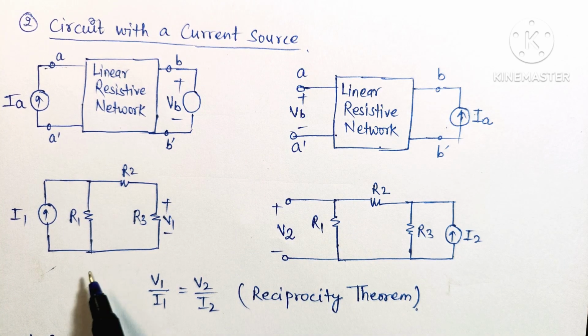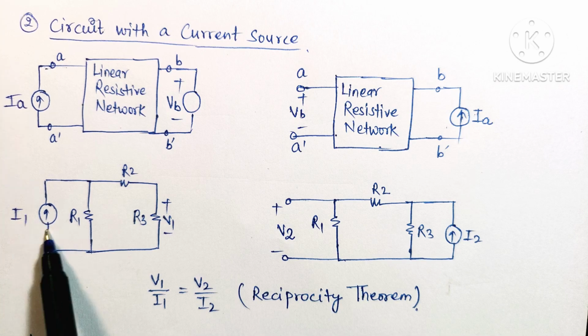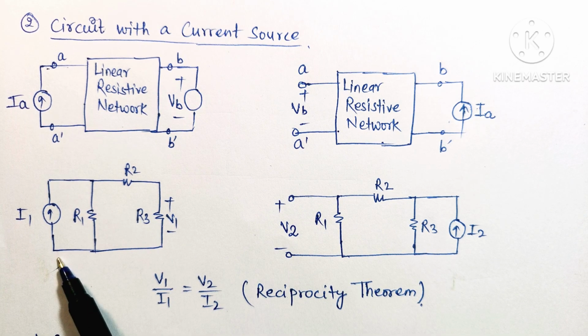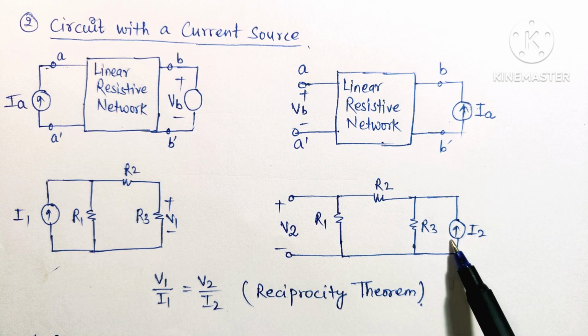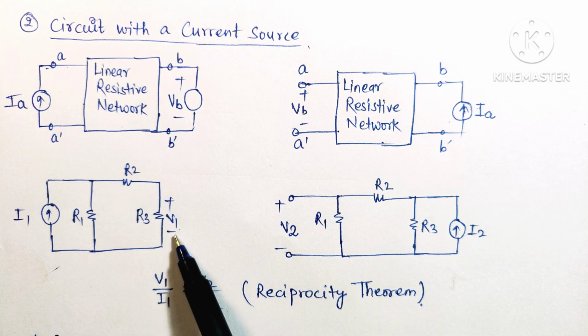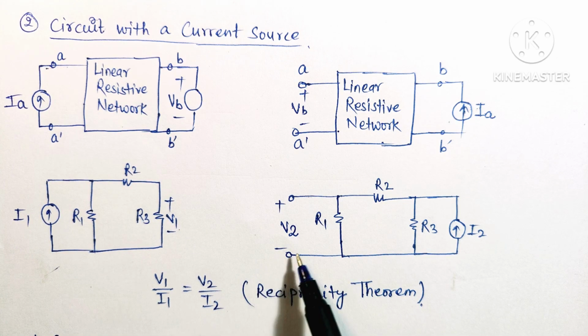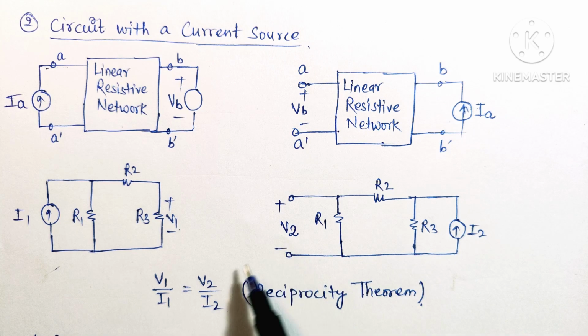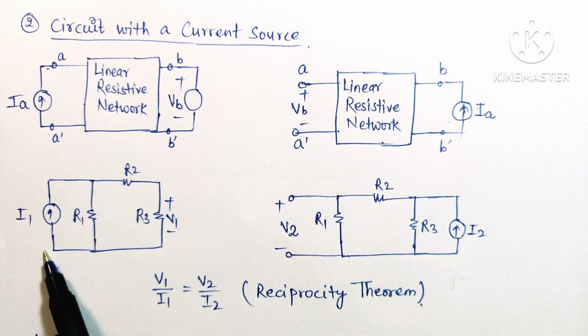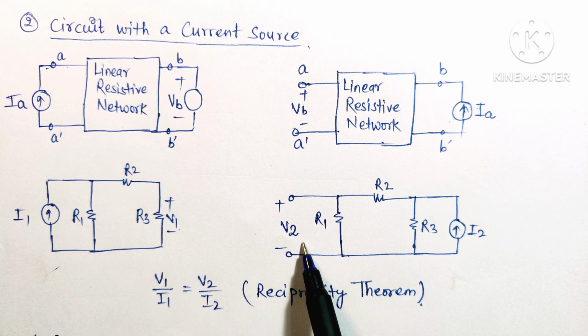We can see from this example that this I1 current source is applied here and the response is V1 across this R3 resistance. If we apply this current source at this output, means here, then its response will be V2. Then we can write, by using the reciprocity theorem, that response upon excitation, that is V1 by I1, will be equal to response upon excitation, that is V2 by I2, since this response V1 is generated by using this current source I1 and this V2 response is generated by using this current source I2.